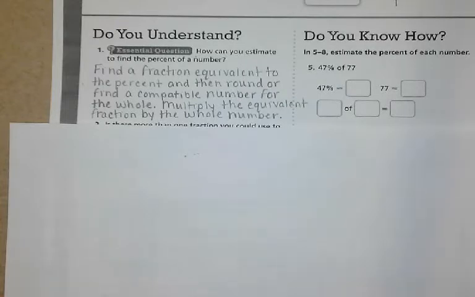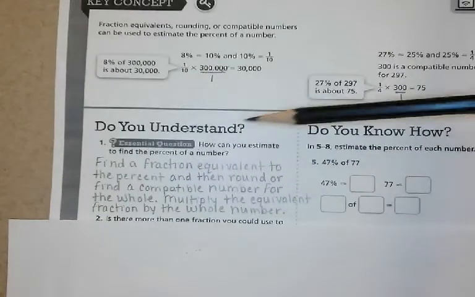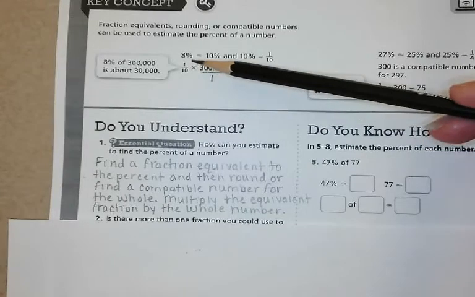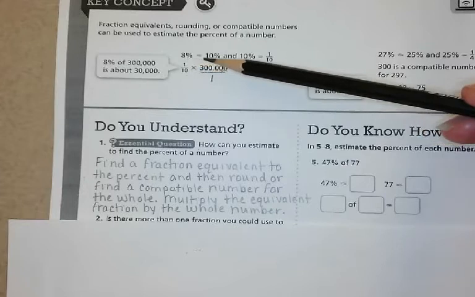It says to find a fraction equivalent to the percent and then round or find a compatible number for the whole. Multiply the equivalent fraction by the whole number and you get your answer. So just as we did up here, we found a compatible percent to 8%. That makes it easier to do it in our head.